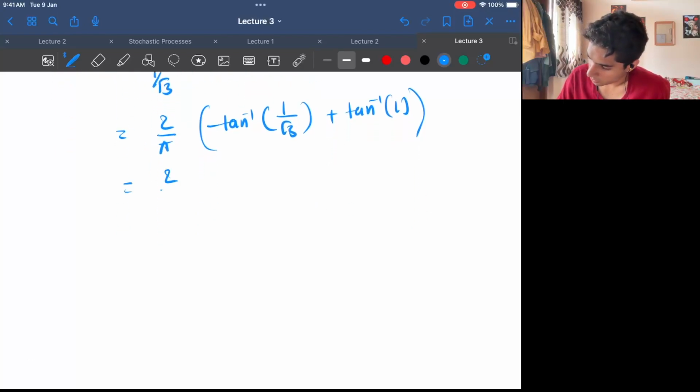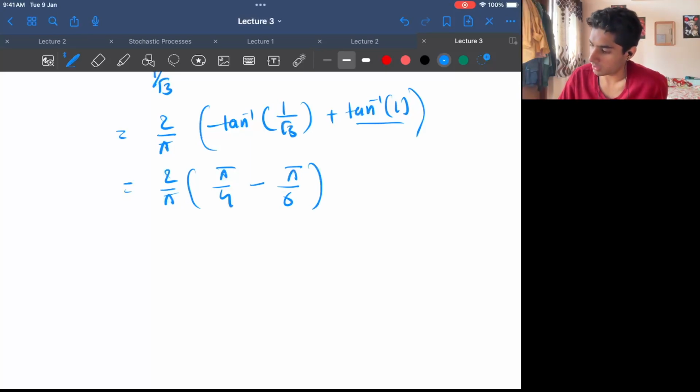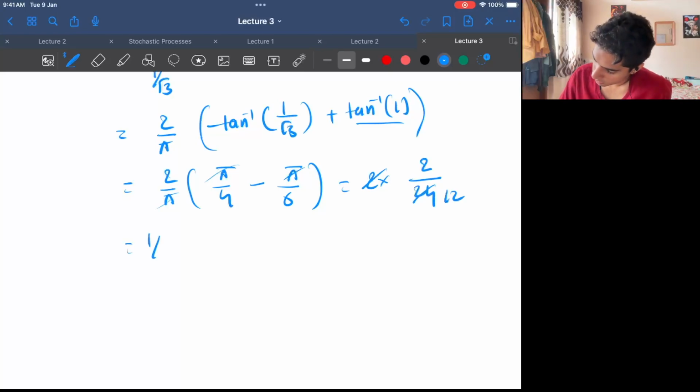And this will become 2 by pi times pi by 4 minus tan inverse 1, which is pi by 6, right? Pi will get cancelled. 2 into 6 minus 4 is 2 by 24. 2 twos are 12, and this becomes 1 by 6. So this P of S equal to 2 is 1 by 6.